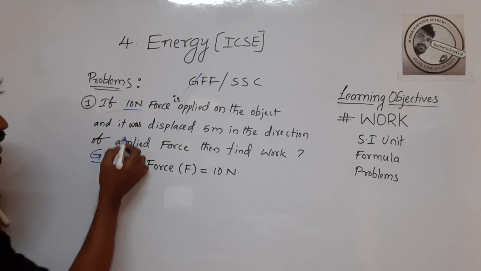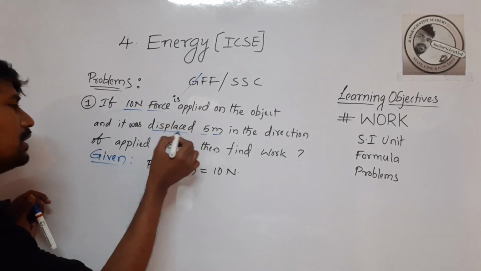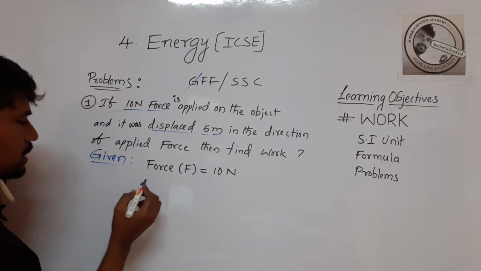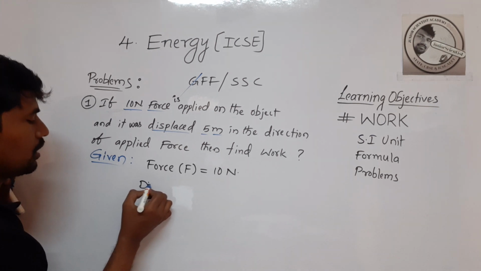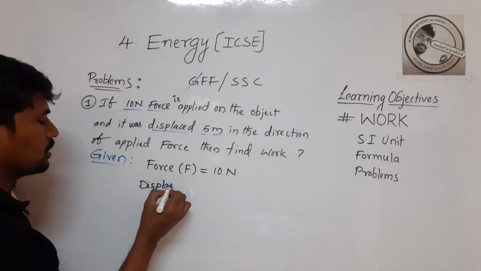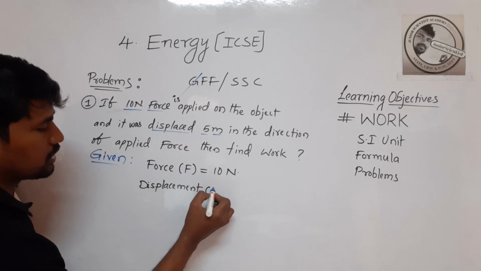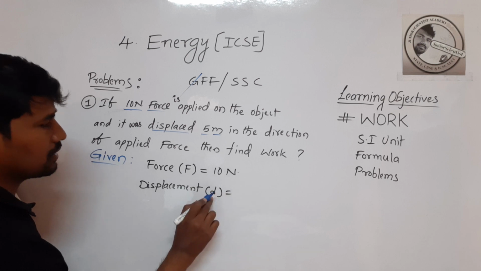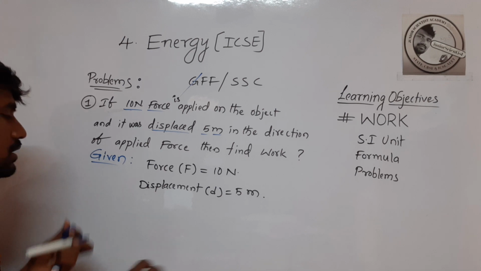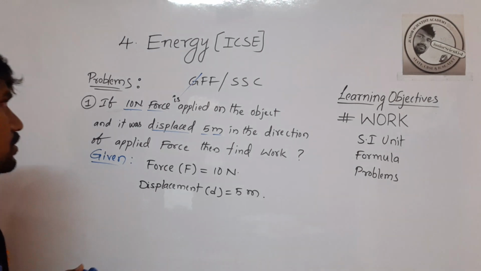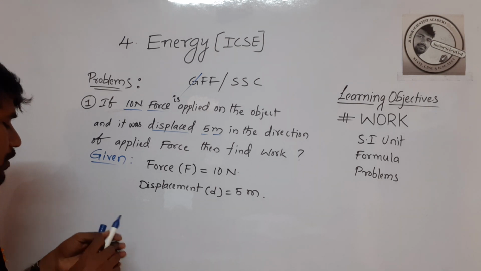Okay. Next, what is given? You observe, 5 meters is the displacement. So displacement is given here, distance moved or displacement. Displacement is how much? D we are taking, or S we can take, 5 meters. In the state book they use S, you can write S. So displacement 5 meters is given, finished.